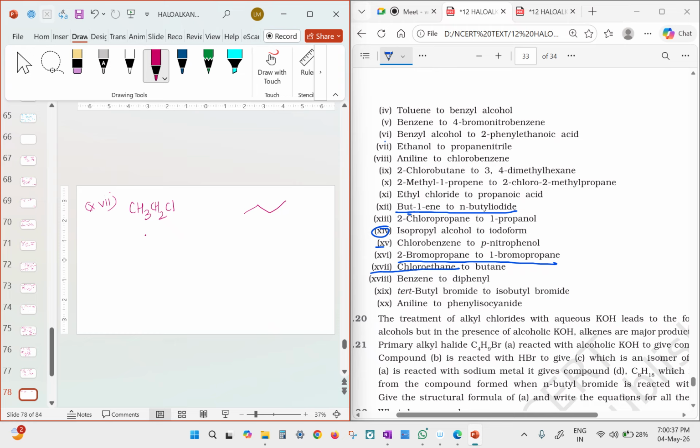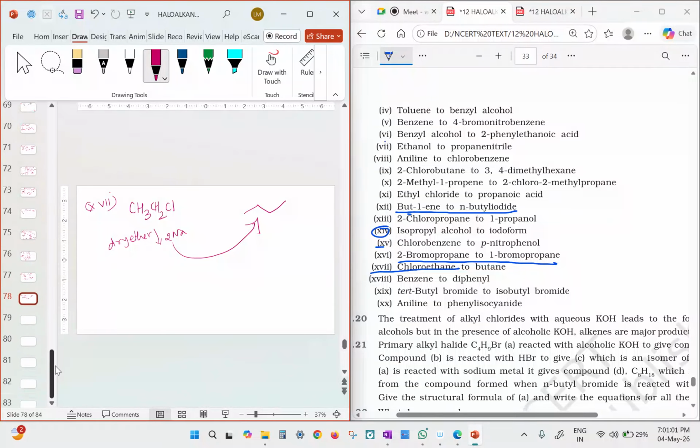To Na. That's all. 2 times Na and dry ether. Because you want to protect the sodium from reacting with any moisture. So you use a protective solvent. Okay. So we will just simply get this butane. Yes, Pranav, clear? Yes, ma'am. Okay. The next one.